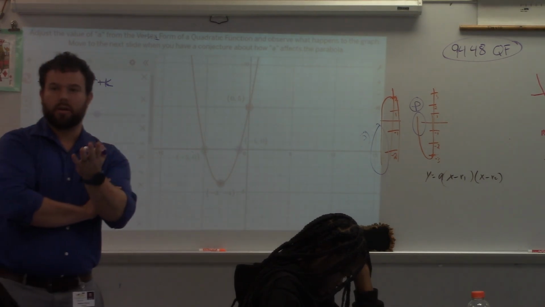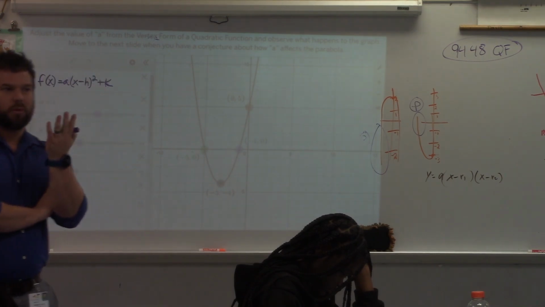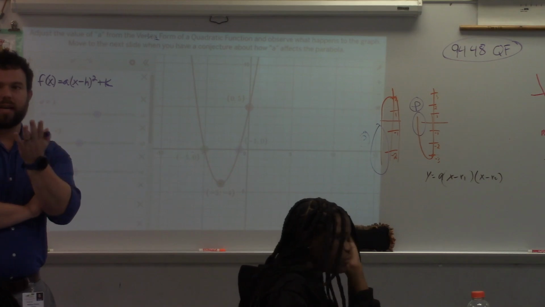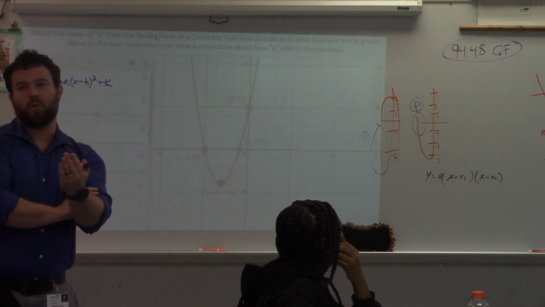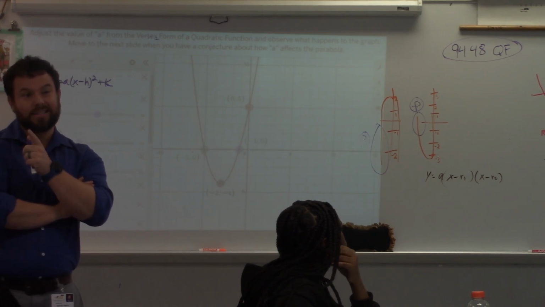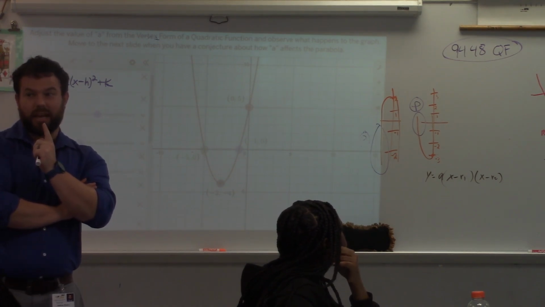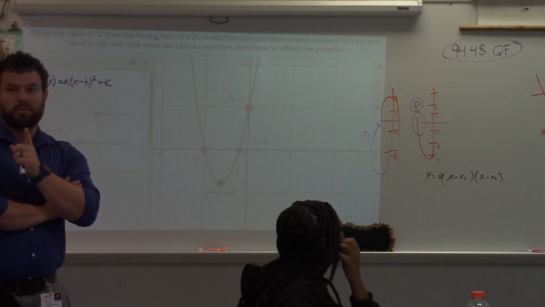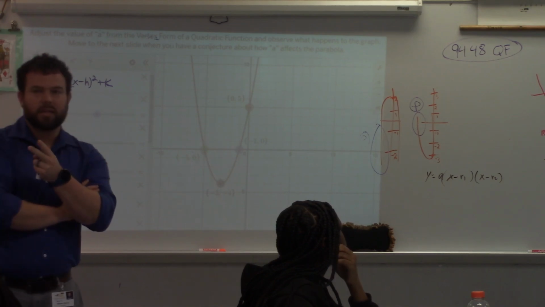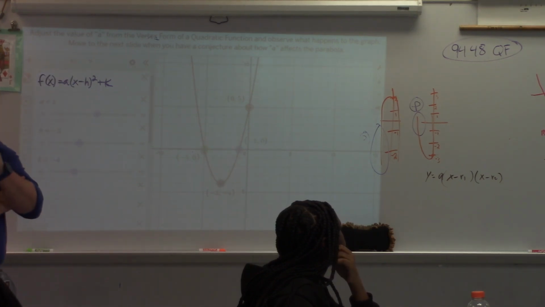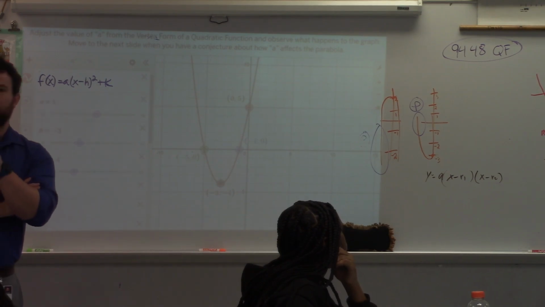R1 and R2 were key points on the graph. They were our roots. What points did they give us though? X-intercepts. Now in this vertex form, any guesses what H and K might relate to? Line of symmetry maybe? Any other predictions about what it might connect to? The vertex. Maybe the vertex? Okay. So we have predictions about what A, H, and K might do.